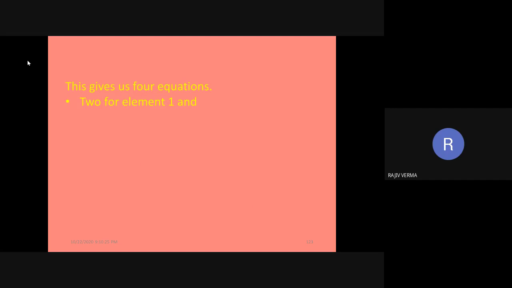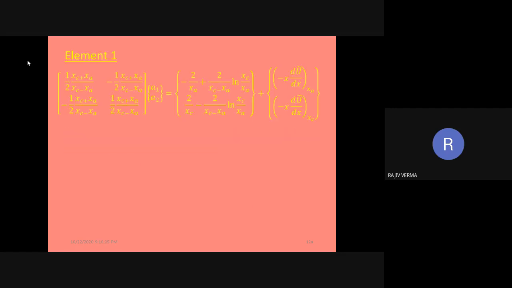The unknown parameters happen to be A1 and A2 for equations of element number 1. And similarly, we get two equations for element number 2. The unknown parameters are represented by A3 and A4. So in the next slide, we are going to see all the four equations clubbed together. So these are the two equations of element number 1, and these are the two equations of element number 2.